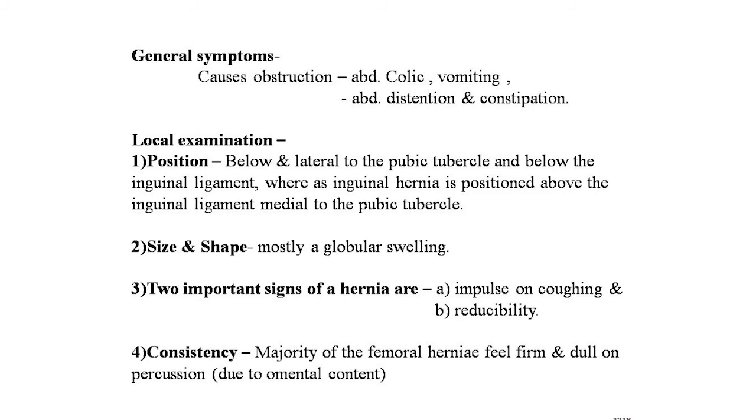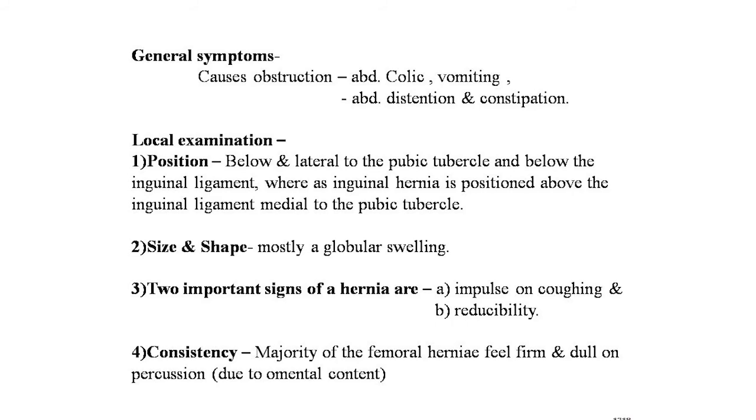Now the local examination of the femoral hernia. First, the position: below and lateral to the pubic tubercle and below the inguinal ligament, whereas the inguinal hernia is positioned above the inguinal ligament, medial to the pubic tubercle. Size and shape: mostly a globular swelling. Two important signs of the hernia are impulse on coughing and reducibility. Consistency: the majority of femoral hernias feel firm and dull on percussion due to the omental content.